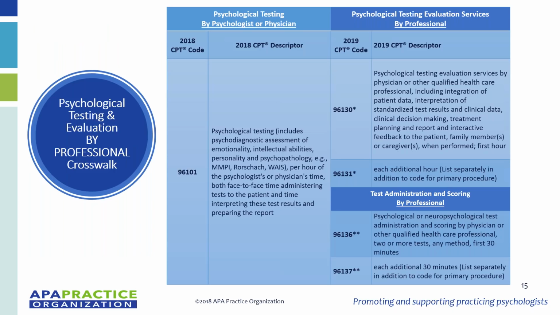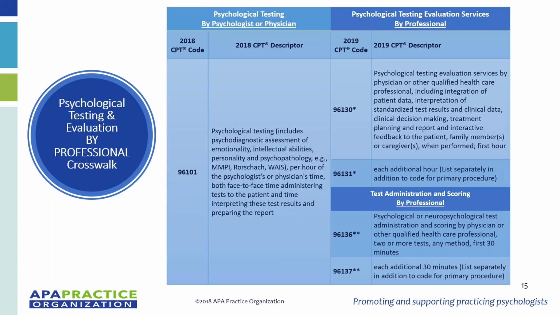And these are the crosswalks that have been prepared by the APA practice organization, which is another way to look at this. If you're a psychologist who does your own testing and you're used to using code 96101 on the left-hand side of the crosswalk, on the right-hand side of the crosswalk, your professional services will now be bifurcated into your professional services and your test administration and scoring. And one more time, for your professional services in your first hour, you're going to use the base code 96130. Each additional hour, 96131, which is your add-on code.